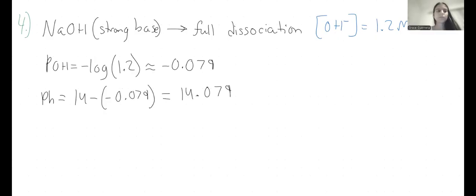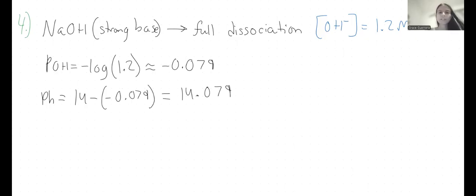Question 4, we know that sodium hydroxide is a strong base, so it goes to full dissociation. In the problem, we are given our hydroxide concentration, which is 1.2 molarity. So to calculate our potential hydroxide, our pOH, that is going to be equal to negative log of our hydroxide concentration, 1.2, which is roughly equal to negative 0.079.